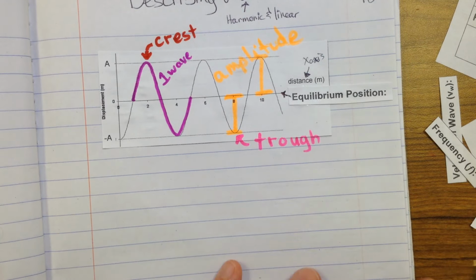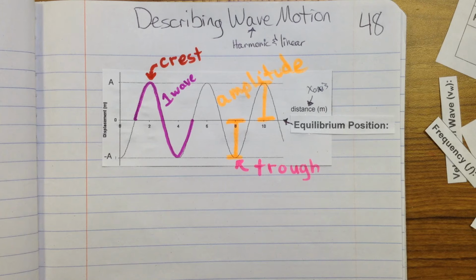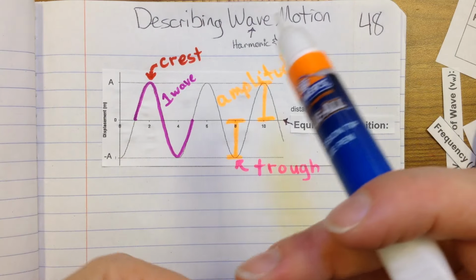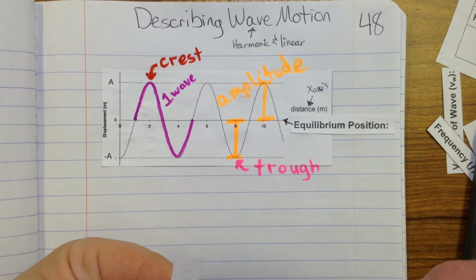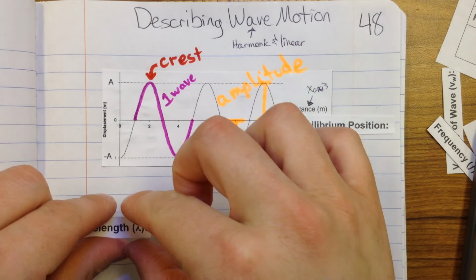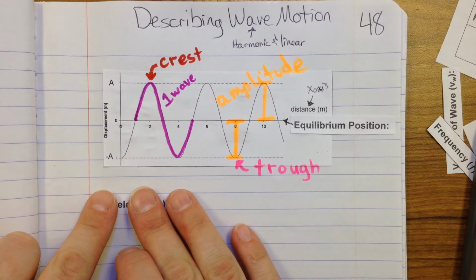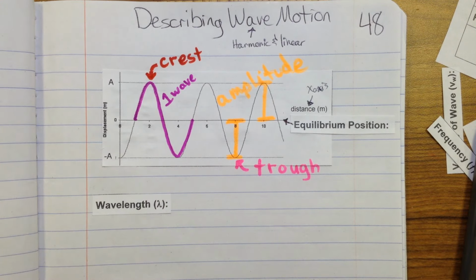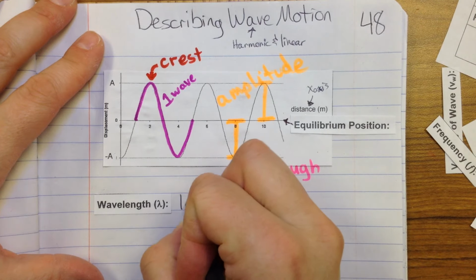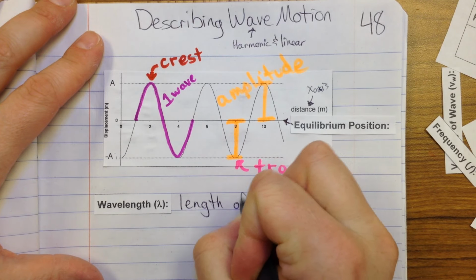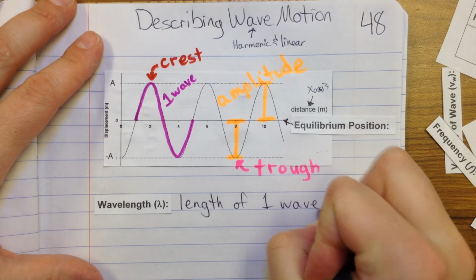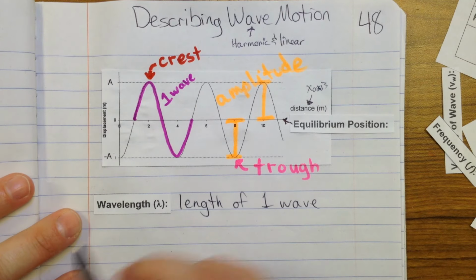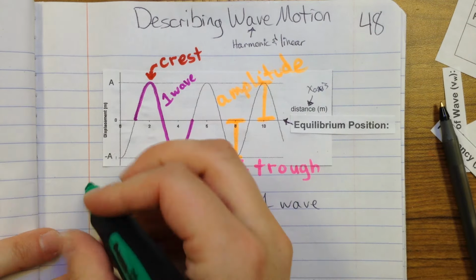Now, something that is unique and new to waves is the idea of wavelength. Let's take that little piece of paper. I'm going to glue it in below to the left. Wavelength is the length of one wave. The length of one wave. So I'm going to make that green.